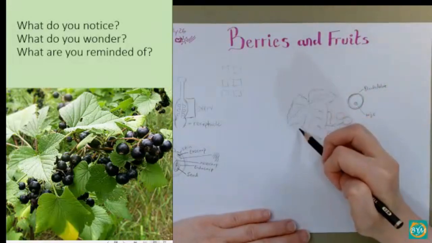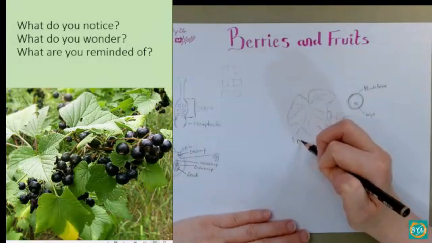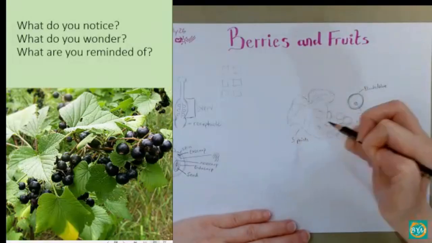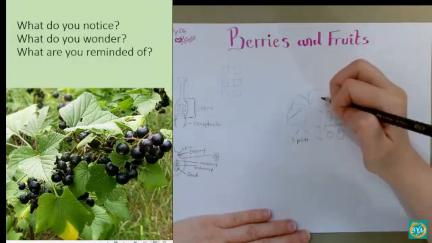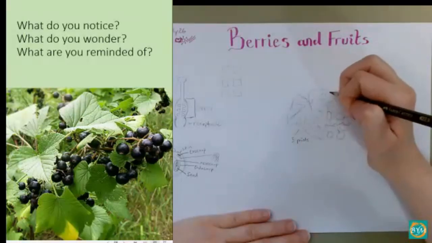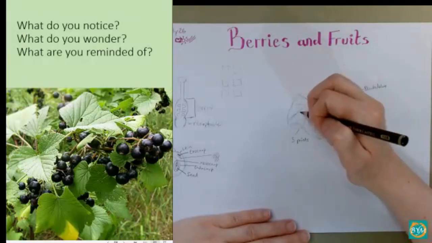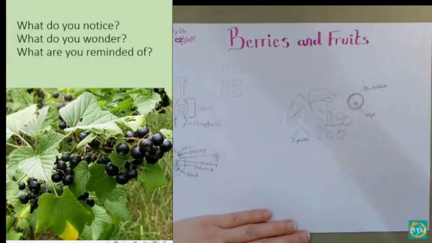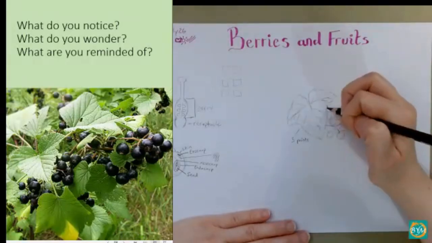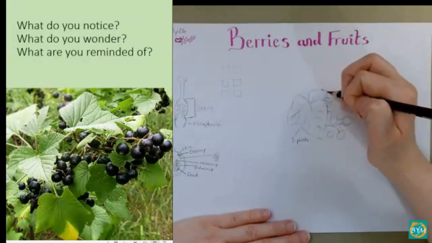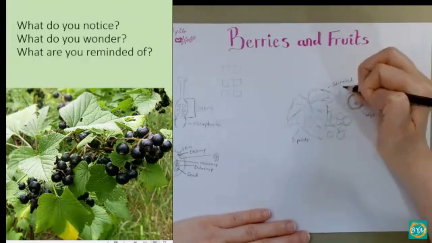The leaf has 3 points, and I've drawn the veins in there, but if you haven't drawn the veins, you might want to make a note of what the vein structure is doing. Anything else you notice? I haven't done the serrations, but I might write serrated edges.